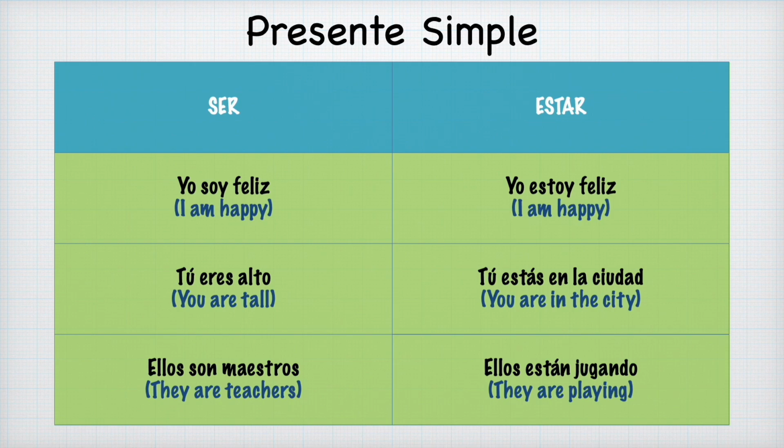Ellos están jugando. It means they are playing. Again, it's a temporary condition and it's used before the present participle. Jugando is in present participle form. I also want to note here that I'm using the Spanish pronouns in these sentences, but they are actually not needed. The reason they are not needed is because each verb is conjugated to the corresponding person.